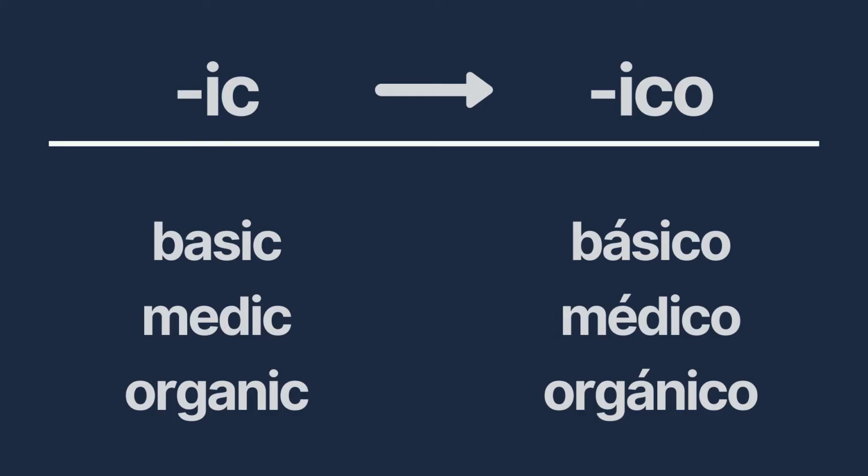Fourth group, words that in English end IC, in Spanish end ICO. Here's three examples. Basic, básico. Medic, médico. Organic, orgánico. What you may have noticed here is the accent mark in each of these words. Oftentimes words that end in ICO have an accent. This is because when a word in Spanish ends with a vowel, it's the penultimate syllable that's stressed. But there's a shift in stress here, and that's marked by this accent, so don't forget that.